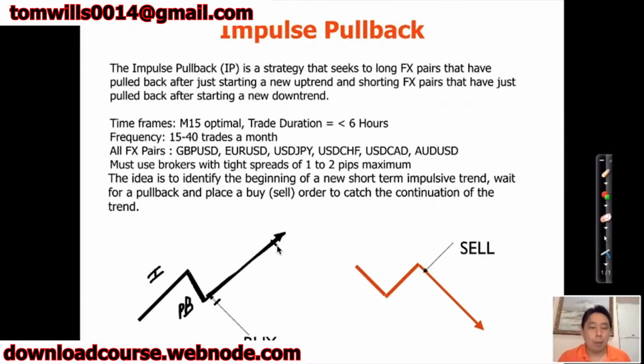At the same time, we're going to identify the start of a new short-term impulsive downtrend, like so. Wait for a minor pullback, place our sell order, catch the continuation of the next impulsive wave. Boom. So that's the whole idea of this strategy. So let's take a closer look at how we execute it.